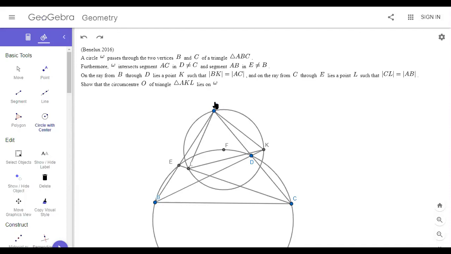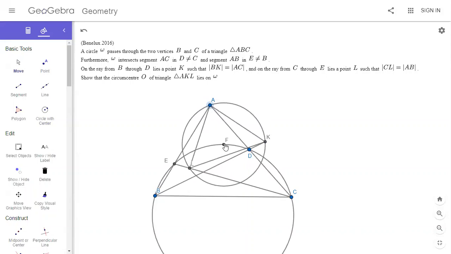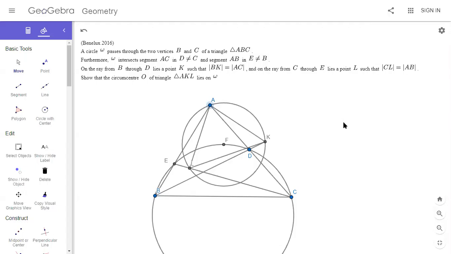Let's see. F looks like the midpoint of arc BC. Yeah, so basically we want to show the midpoint of arc BC is the circumcenter. Again, GeoGebra is helping me a lot here, right? Because it would be harder to notice those things without GeoGebra. So if I let F be the midpoint of arc BEC, how do I show it's equidistant, or how do I show it's a circumcenter?